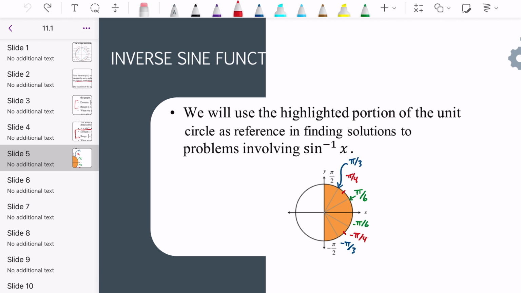As we start working with our sine function, it's extremely important to understand that we will be using a specific side of our entire unit circle. In this case, we are going to be using the right side on the positive and negative side.